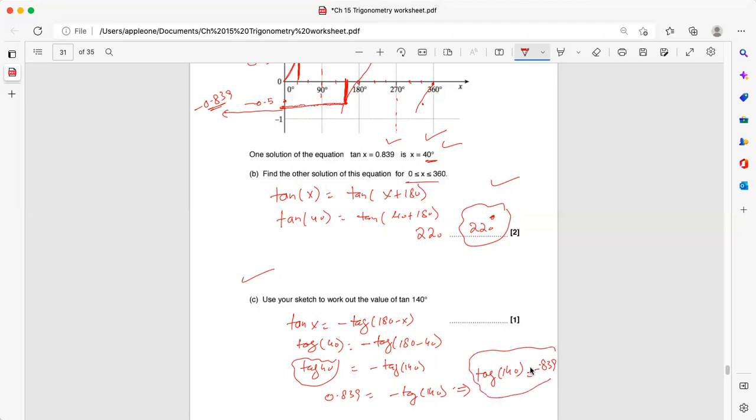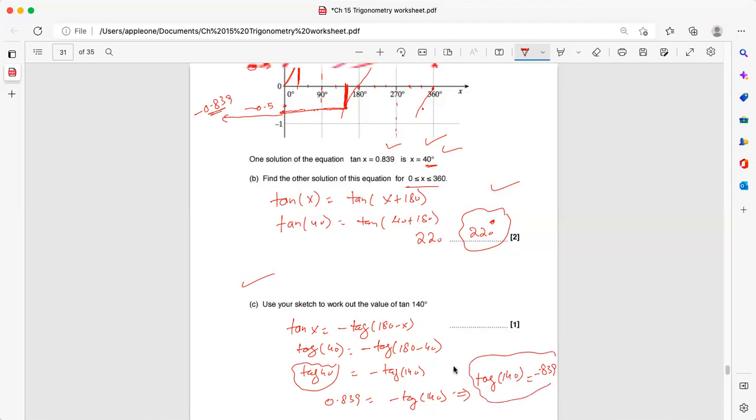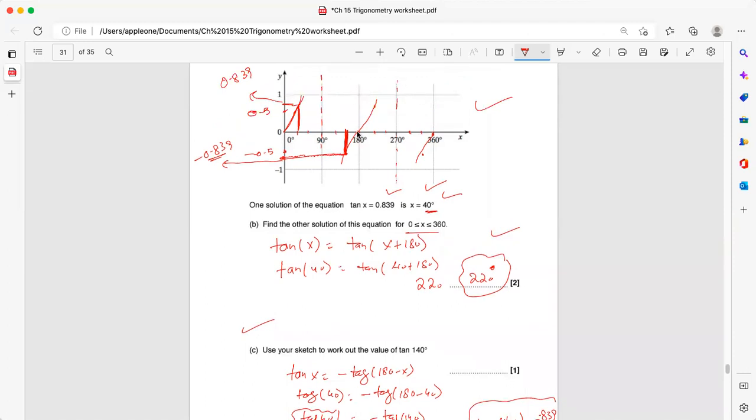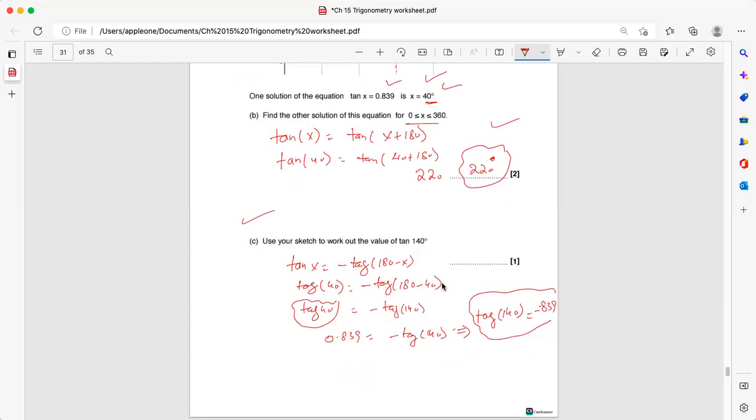I will again repeat this thing. See, I will again show the graph. The graph is 180 here. So 140 is, see, 40 steps back here. Now this is 40. 40 is giving us 0.839. So 140 will also give us 0.839, but the value is negative, even if you draw the graph again neatly and check the value of tan 140, it will be giving you 0.83, something like that.